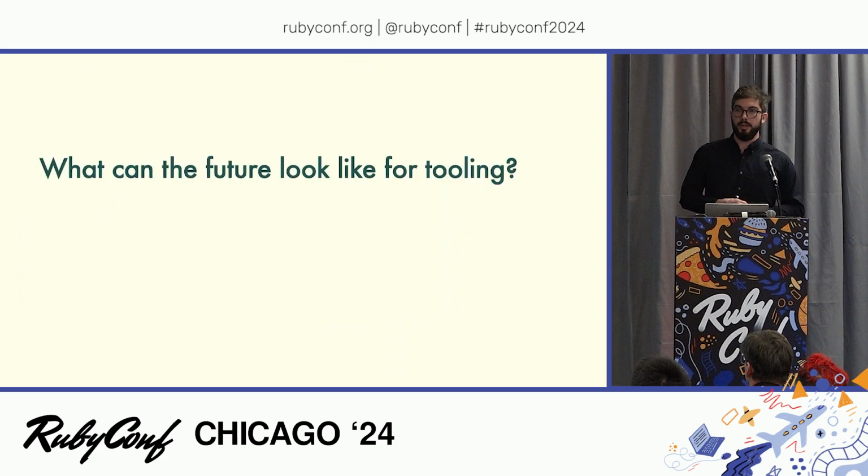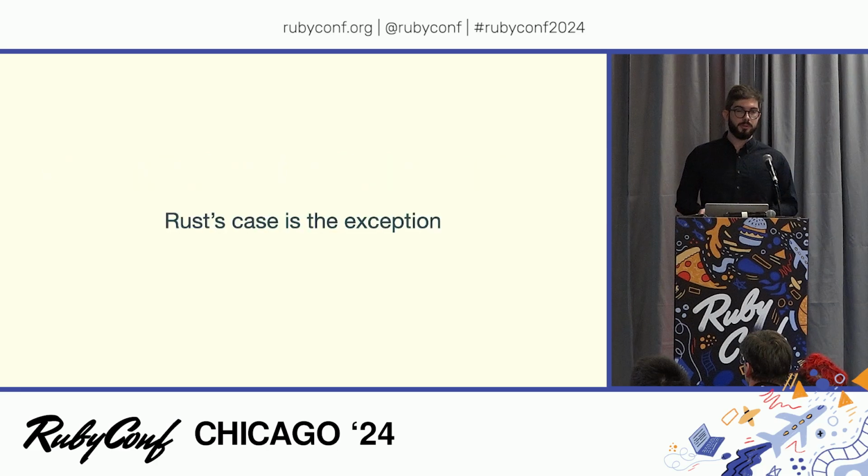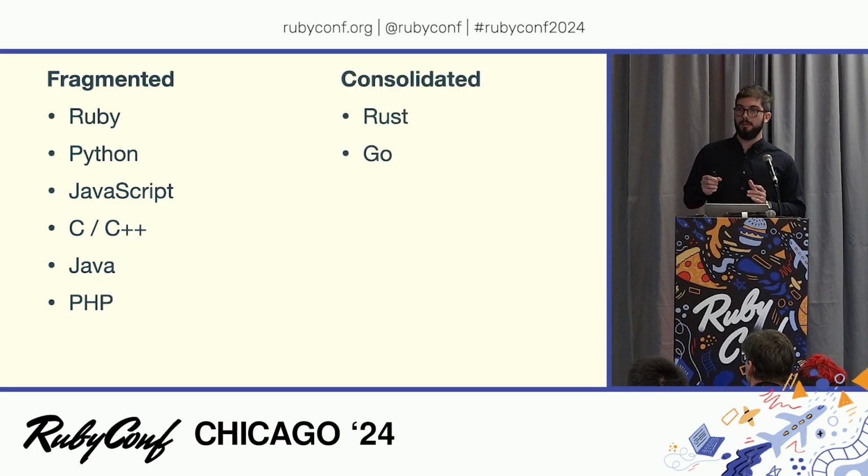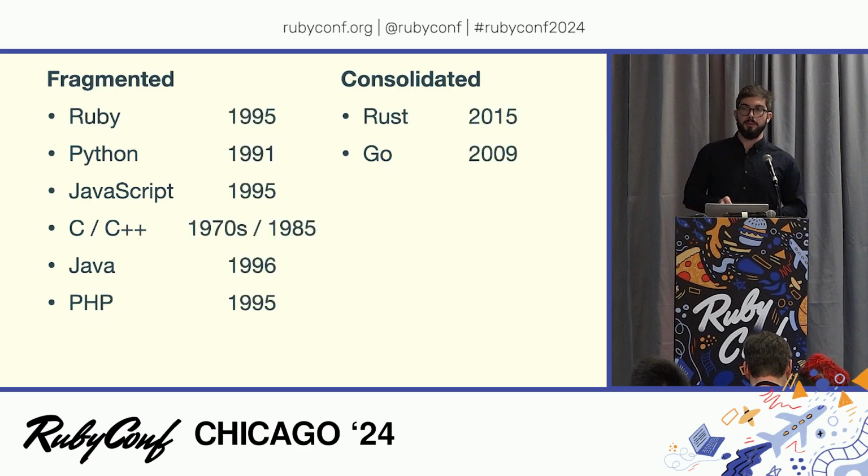What can the future look like for our tooling? I want to be super fair here and mention that Rust case is the absolute exception. If we take a look at many other popular programming languages like Python, JavaScript, PHP, most of them are also fragmented and don't have this official cohesive story of developer experience. In fact, the only other language that I found to have a somewhat similar experience as Rust is Go, which also has official tooling that's quite solid. And there's a relationship here between these lists. The fragmented languages are all much, much older than Go and Rust are, which makes perfect sense.